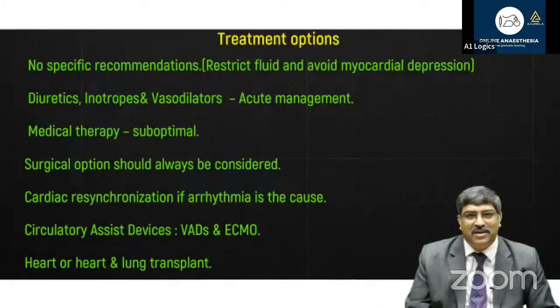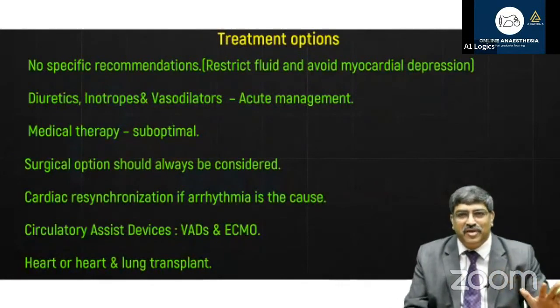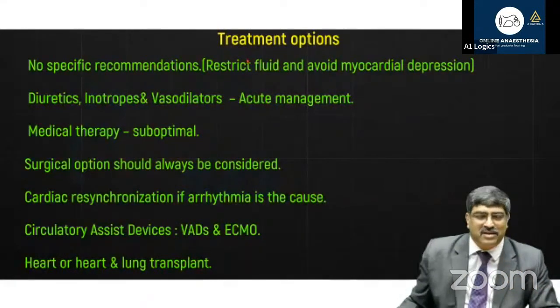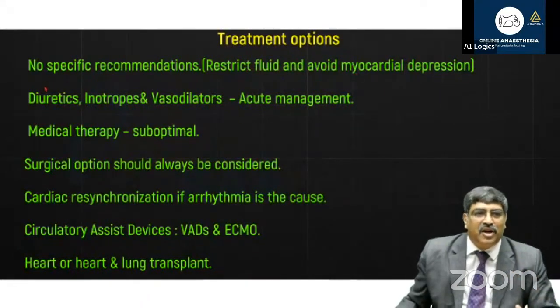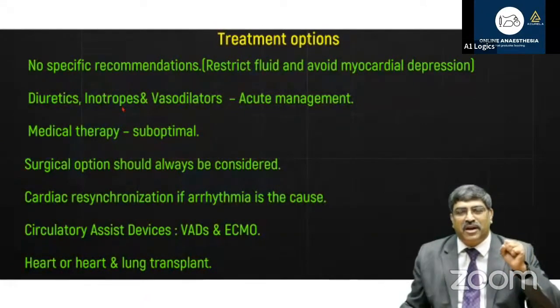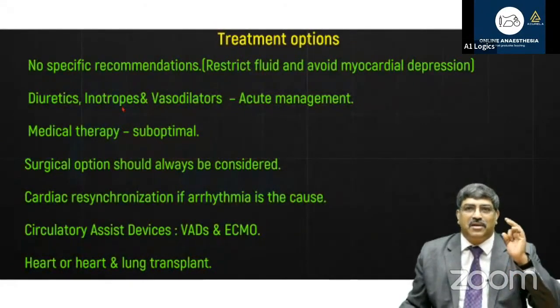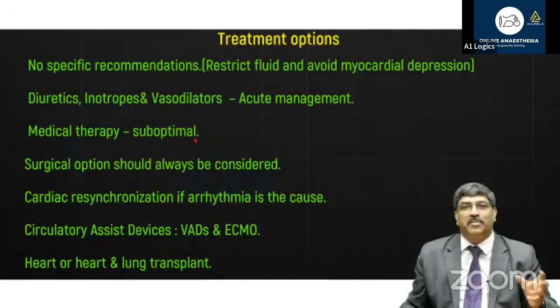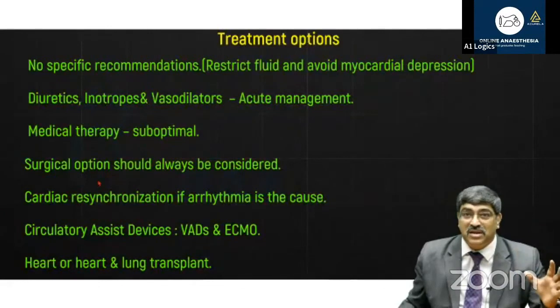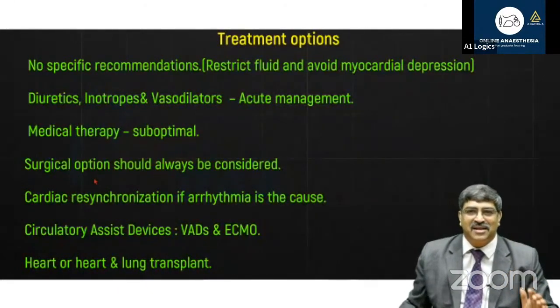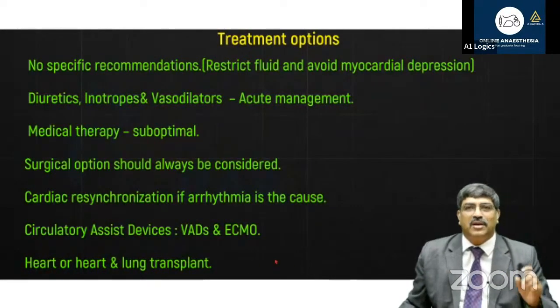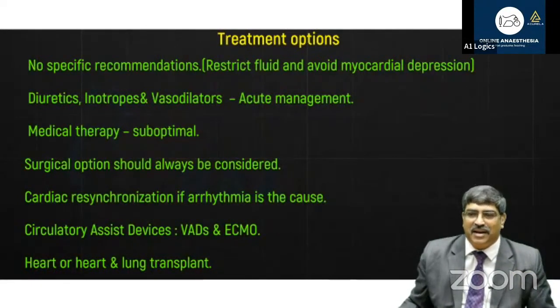Coming to management, here it has to be individualized. The thing which you can do in the perioperative period is restrict fluid and avoid anesthetic agents which cause myocardial depression. Diuretics, inotropes, vasodilators definitely will help in acute management, but usually it is suboptimal because it is a mechanical cause. Unless you do a surgical correction, this heart failure will never improve. If arrhythmias are the cause for heart failure, you can go for cardiac resynchronization therapy, and VAD and ECMO can be used at the last stage, and if nothing works out, only heart transplant can be done.